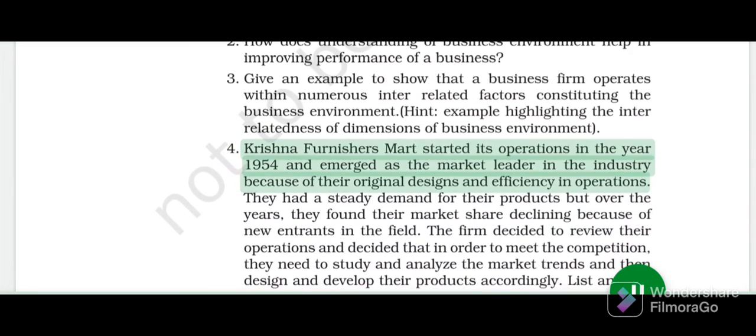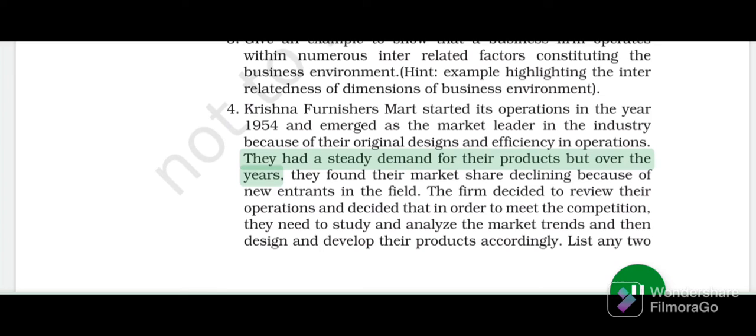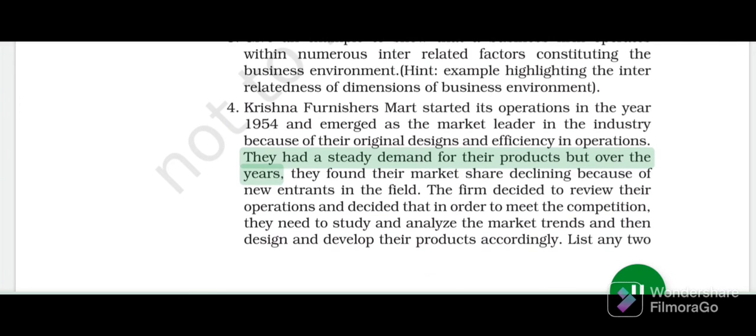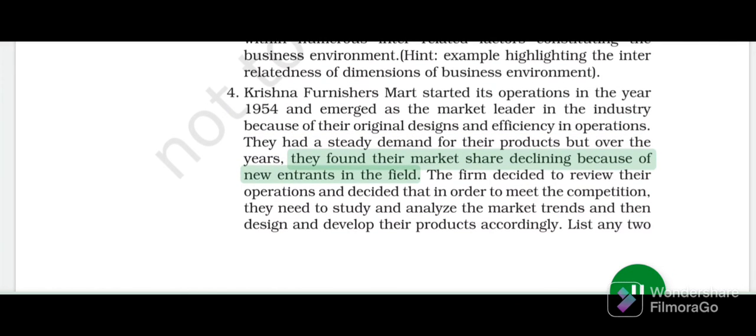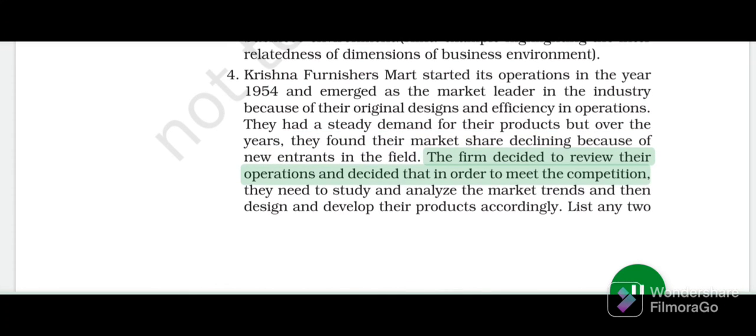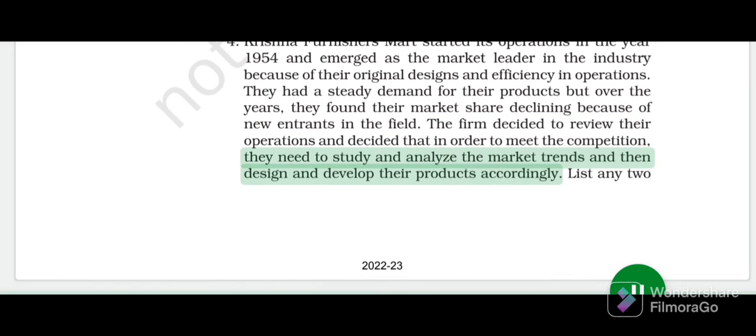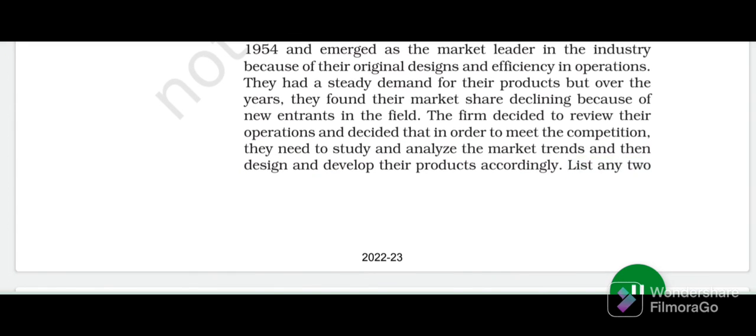4. Krishna Furnishes Mart started its operations in the year 1954 and emerged as the market leader in the industry because of their original designs and efficiency in operations. They had a steady demand for their products, but over the years, they found their market share declining because of new entrants in the field. The firm decided to review their operations and decided that in order to meet the competition, they need to study and analyze the market trends and then design and develop their products accordingly. List any 2 exercises.